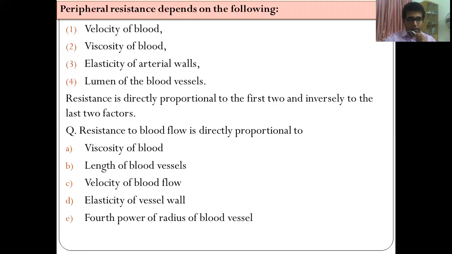So I think you have already made your idea of what the answers will be. So just check it now. The first three options are true, and the last two options are false.